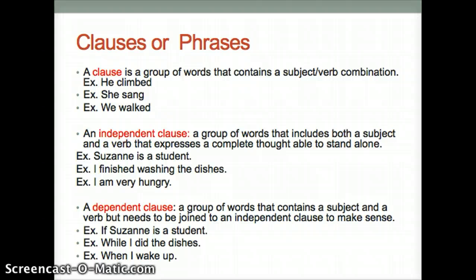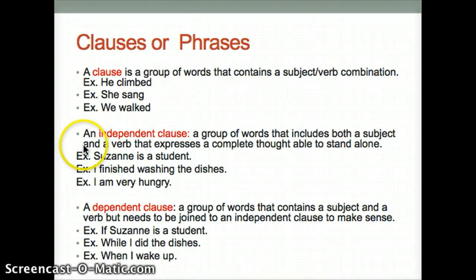We can also review clauses and phrases. So a clause is a subject-verb combination. So subject, he, she, we, and then plus a verb. Climbed, sang, walked. So these verbs can be conjugated any way, right? So you could have the past tense climbed, sang, walked, or you could have present, he was walking, or he walks. So this would be a clause when you have a subject and a verb together in your sentence.